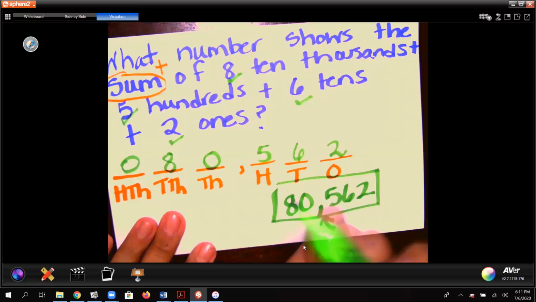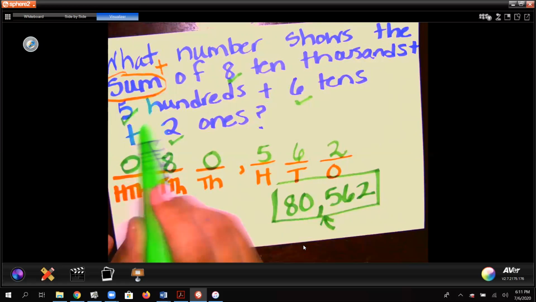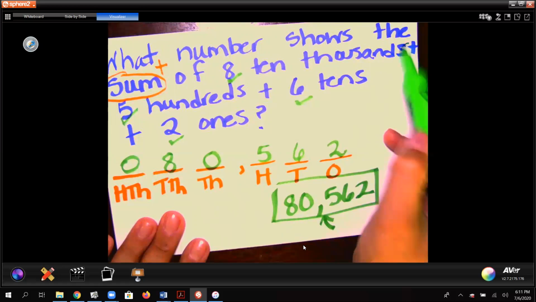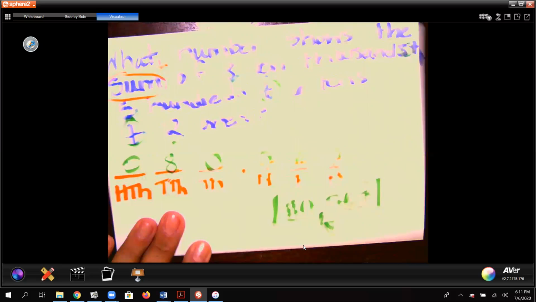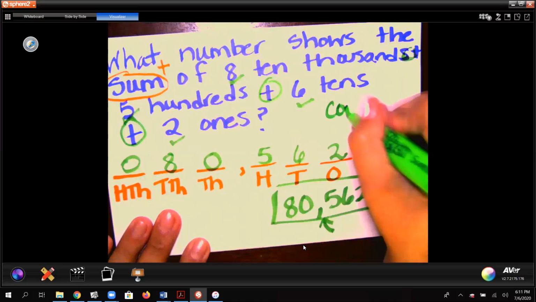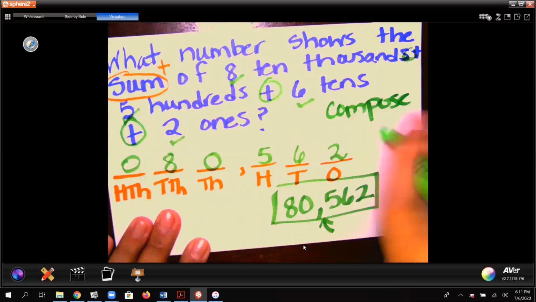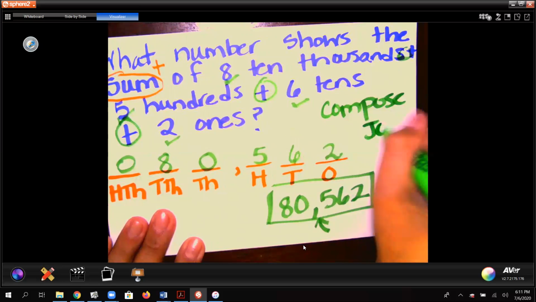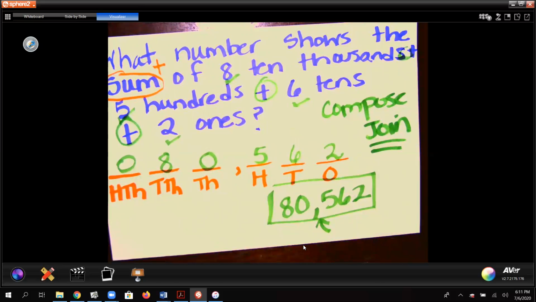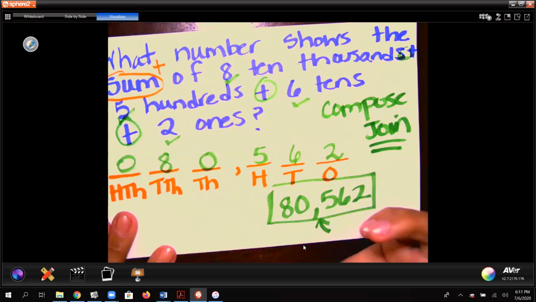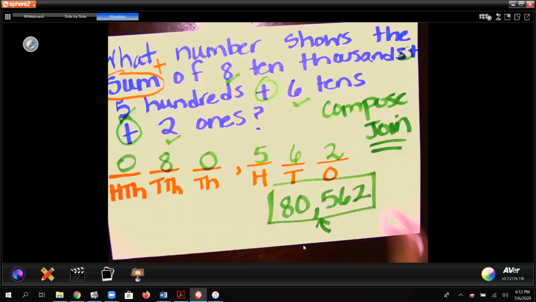So remember, this said sum, and there's plus signs here in between each place value. They want you to compose that number. Remember, compose means to join, and that means to put together, to add it. That's why it says sum, because it wants you to add those numbers together, to compose them, to join them. And that's what we did using our place value chart. So our number was 80,562. Okay, that's our first example. We're going to do one more example.